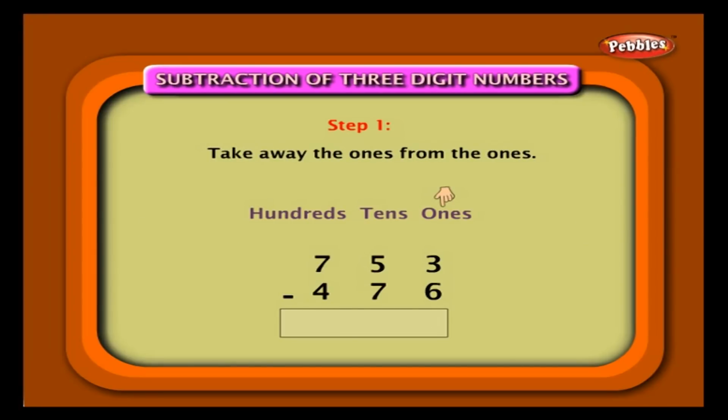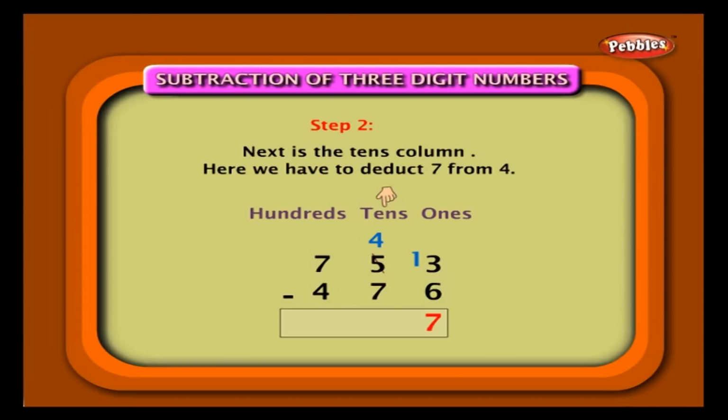Take away ones from the ones. We cannot take away 6 from 3. So, borrow 1 from the tens column. We have 13 now. Subtract 6 from 13. We get 7. Write 7 below the ones column.